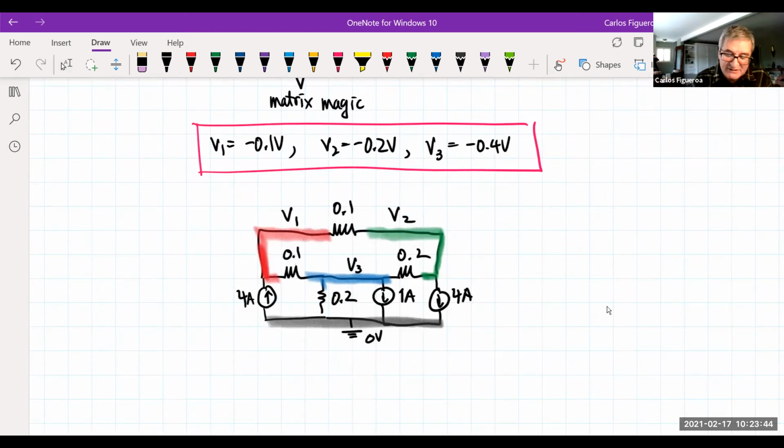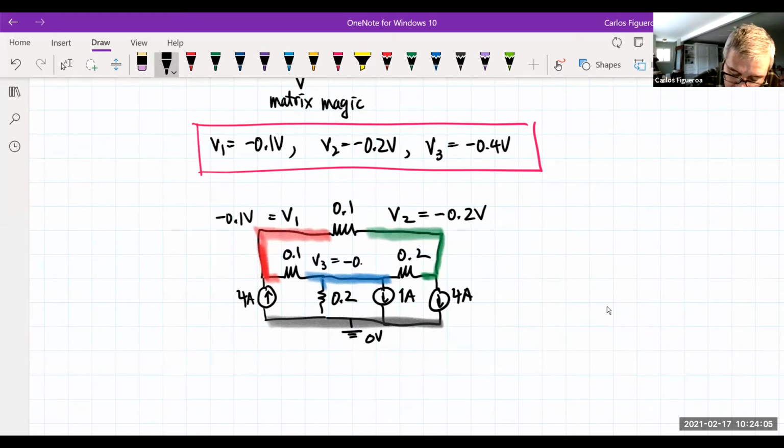So what does this tell me here? V1 is really equal to what? It's equal to minus 0.1 volts. V2 is minus 0.2 volts. And V3, you could see here, is going to be minus 0.4 volts here. So I now know what all the node voltages are here.